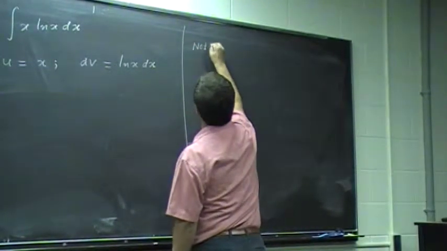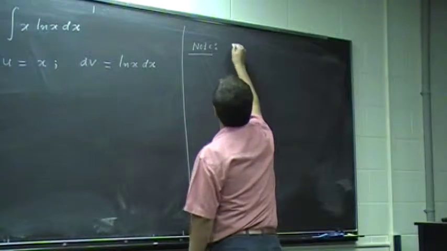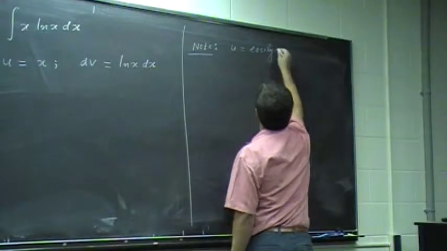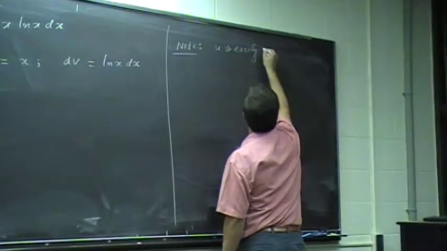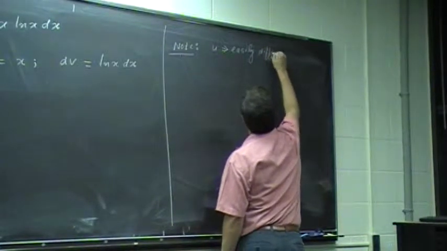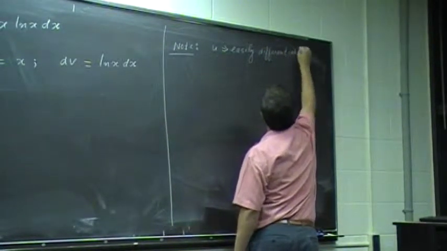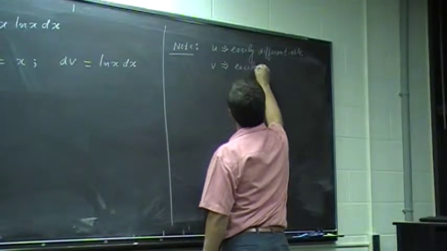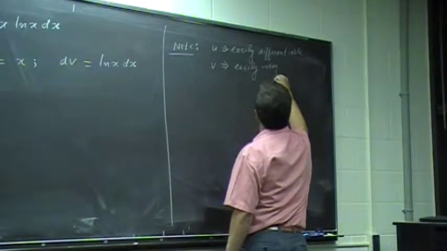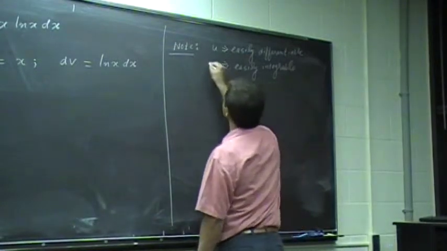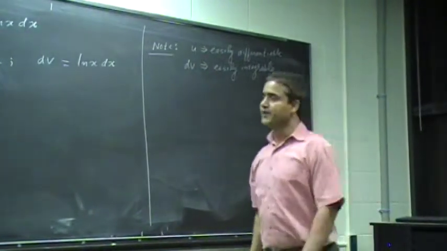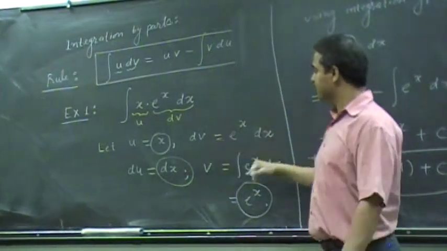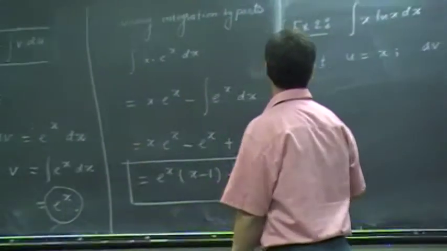Note: u must be easily differentiable and dv must be easily integrable, because once you have u, we should get du right away, and once you have dv, we should be able to get v right away. Okay, let's go to this.